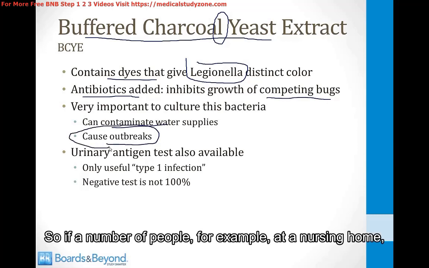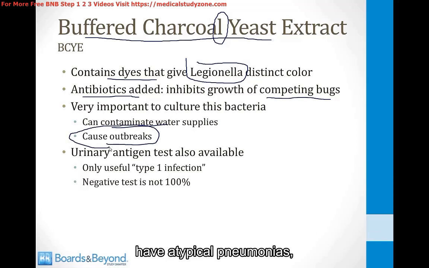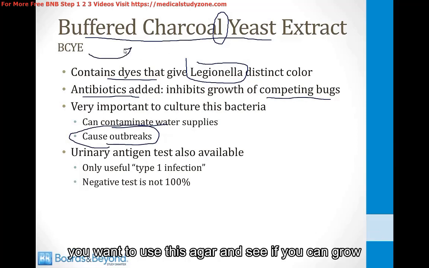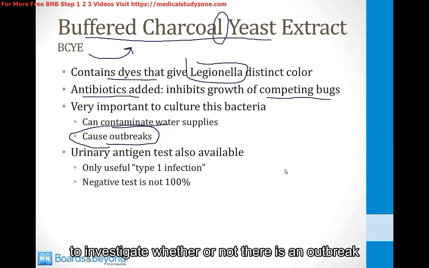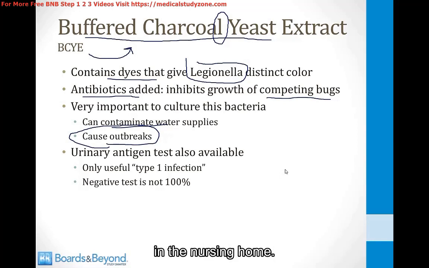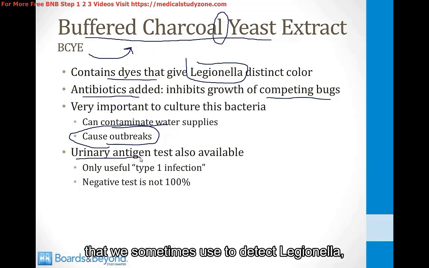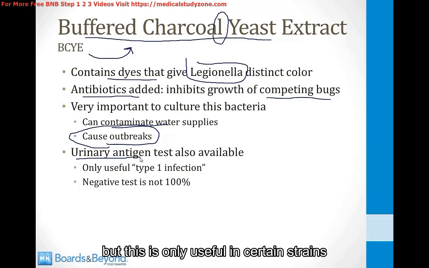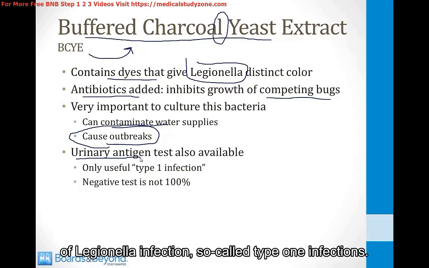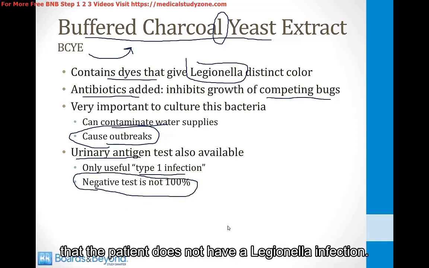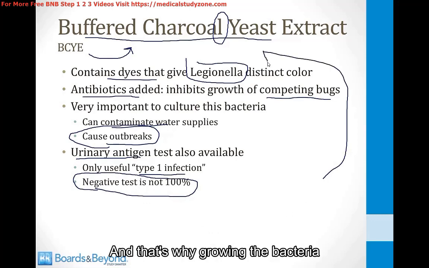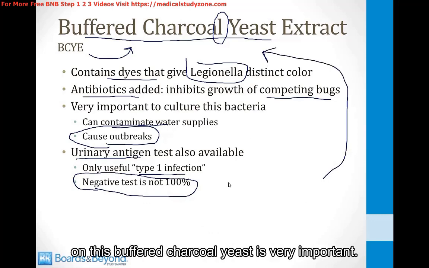So if a number of people, for example, at a nursing home have atypical pneumonias, you want to use this agar and see if you can grow and identify Legionella, because if you find it, you're then going to want to investigate whether or not there is an outbreak in the nursing home. Now, there is a urinary antigen test that we sometimes use to detect Legionella, but this is only useful in certain strains of Legionella infections, so-called type 1 infections. So if it's negative, it doesn't 100% mean that the patient does not have a Legionella infection, and that's why growing the bacteria on this buffered charcoal yeast is very important.